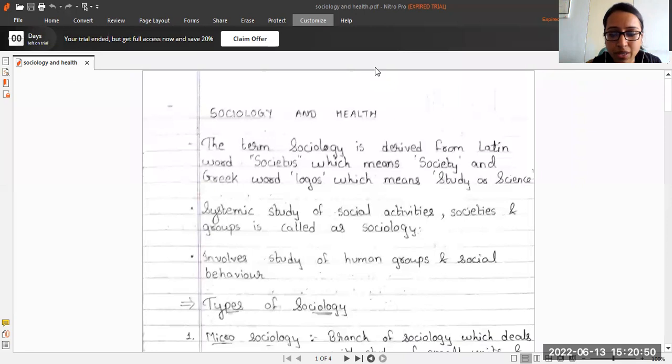The term sociology is derived from the Latin word societas, which means society, and the Greek word logos, which means study or science. So sociology means the study or science of society, the systematic study of social activities, societies, and groups. In sociology, the systematic study includes the social activities carried out in societies and the groups that are formed in our society. It involves the study of human groups and social behavior.